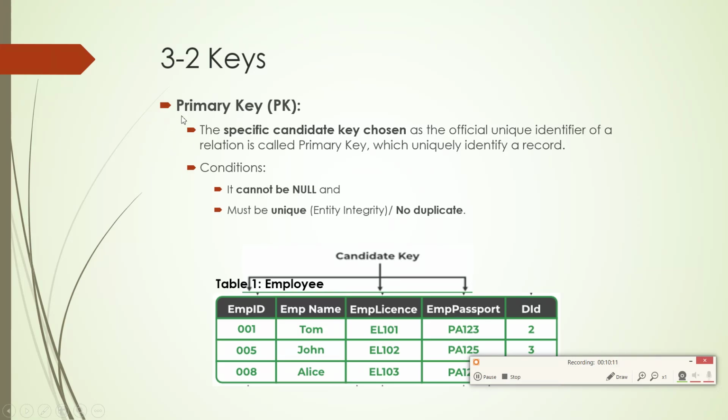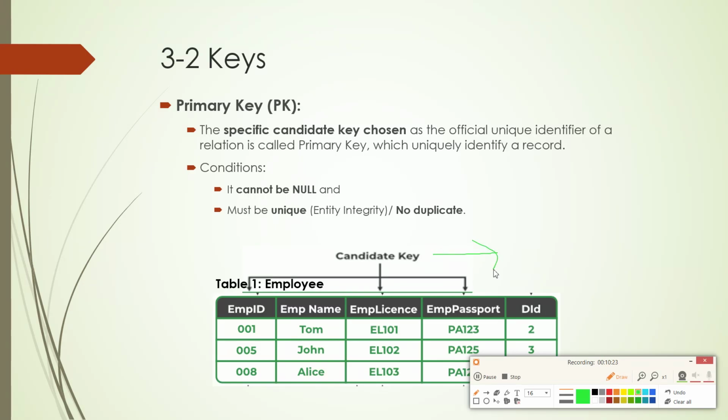Now what is primary key? Primary key, we select out of the candidate keys. When we identify the candidate keys, then out of them we take one as the primary key. So in this case, this employee ID is selected as the primary key.